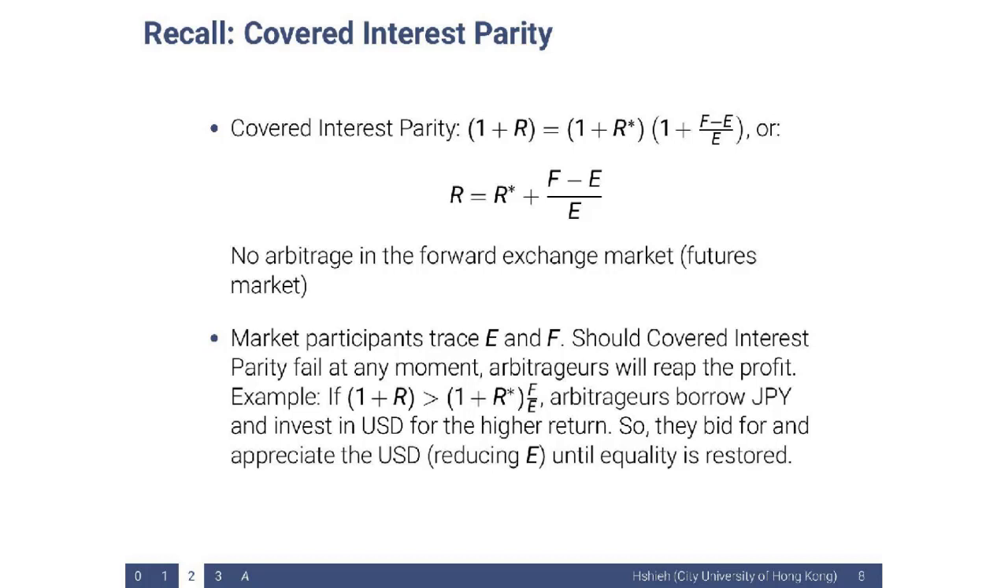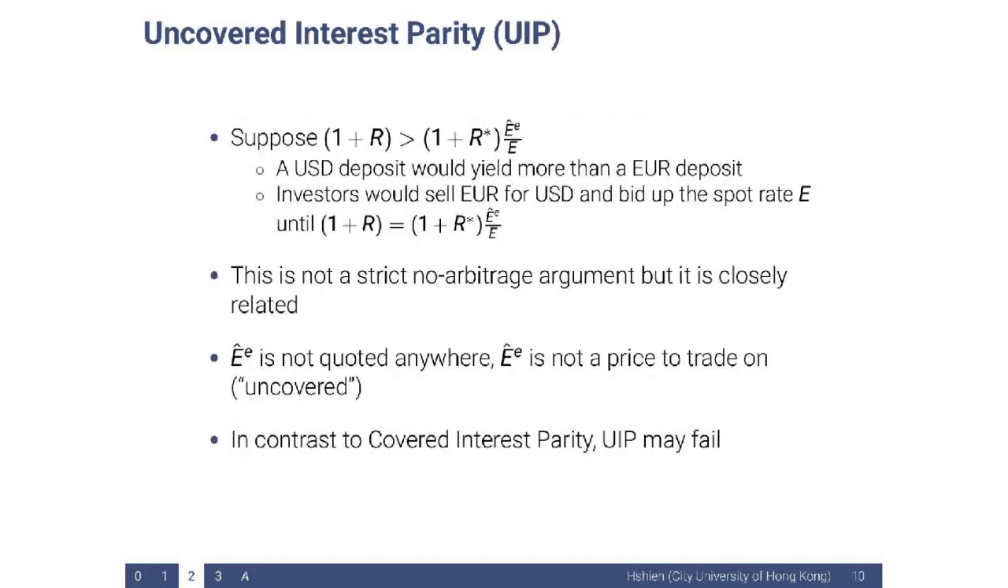So I think I have to emphasize here how UIP, the uncovered interest rate parity, is different from CIP in terms of its mechanism. CIP is all deterministic. It's mechanical. If there is a violation of CIP, that gap, the differential between 1 plus R and 1 plus R star times F over E, should be eliminated basically instantaneously.